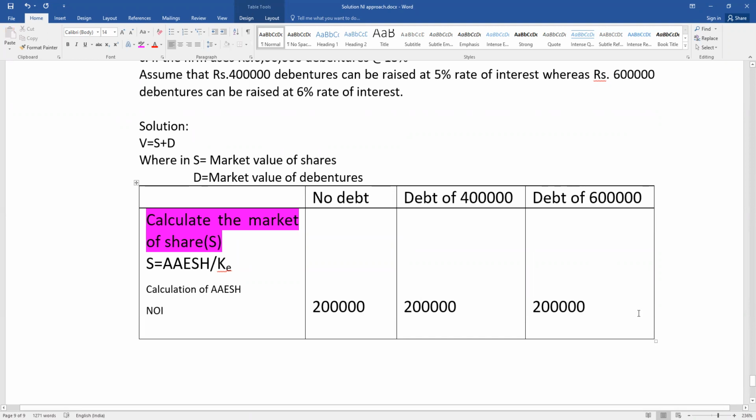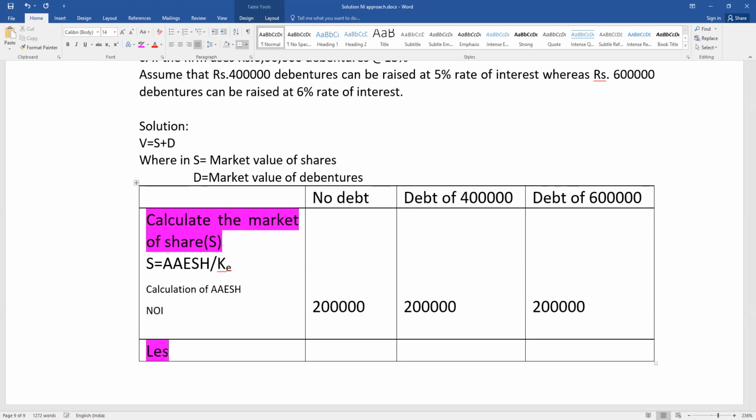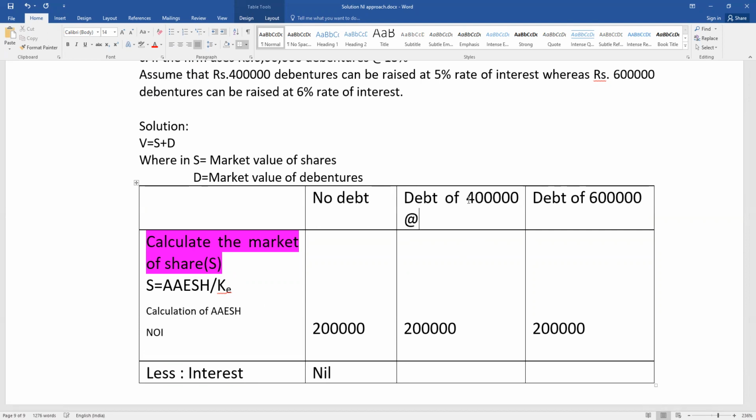Net operating income minus, less what? I expect a reply to all this from few students. Less interest. In the first situation, we don't have any interest. Do we have any debentures? If you have debentures, you're going to have interest. So in the first case, we don't have interest. Coming to the next case, we have debentures of 4 lakh, we have an interest of how much? 11%. Please read the question properly.